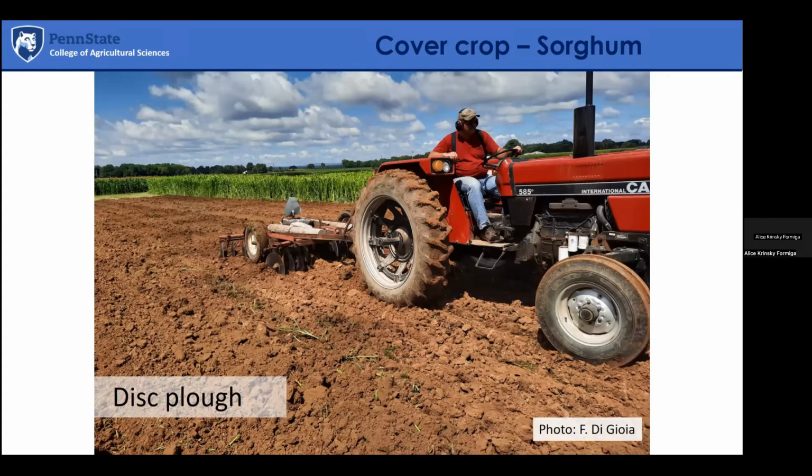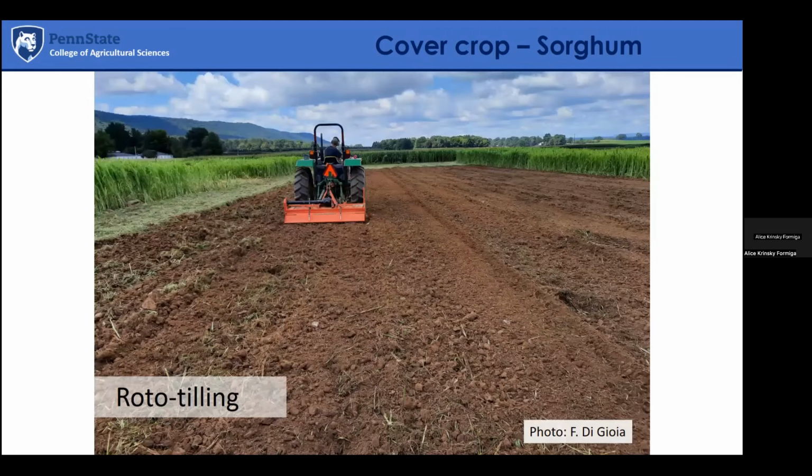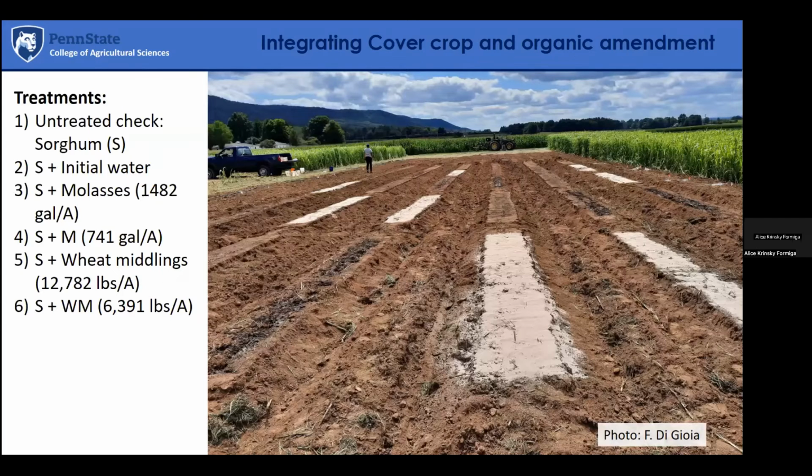So after plowing, we do disc plow, and often we need also another pass with rototilling to refine the soil, and then we can create the raised bed. And in this case, we use this cover crop to do another test, and we compared sorghum Sudan grass combined only with water, and then we compared it with molasses and wheat middlings, and we used 2 rates of molasses and 2 rates of wheat middlings.